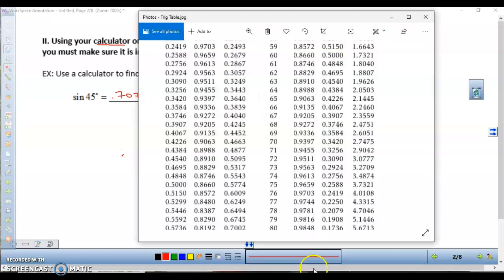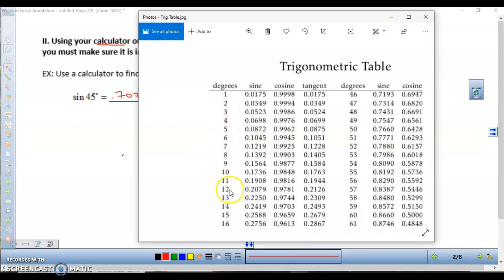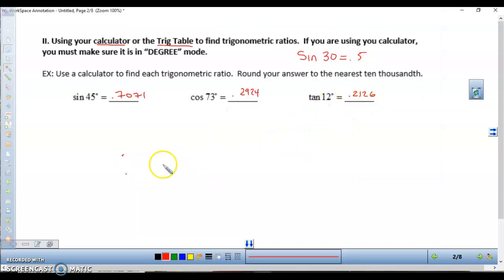The tangent of 12 degrees. All right, so let's look. We go down to 12 degrees. Tangent is the third column over, 0.2126. And that's exactly what my calculator has. So it doesn't matter to me. You can use the calculator, or you can use the table when solving these problems. But make sure you round to 4 decimal places, or the nearest ten-thousandths place.